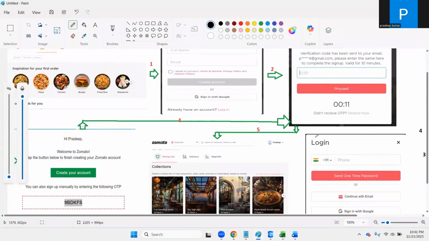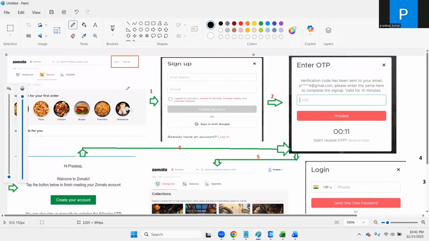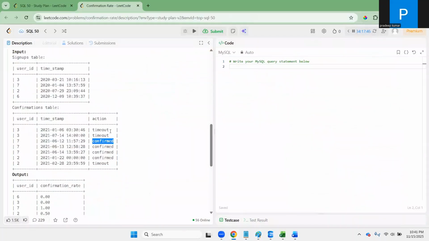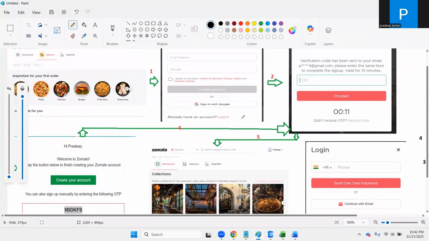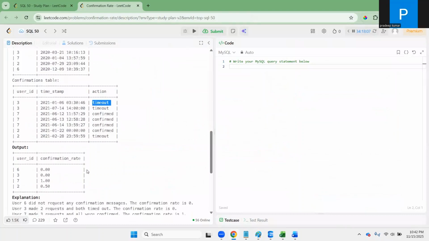Whether the person gets stuck somewhere in between, from here to here, it will be treated as a timeout, whatever the reason is, whether he entered a wrong OTP, or because of the timeout, the slowness of pace, or any other reason. So it is treated as a timeout. That is how the data is captured in the different tables. So this is about the table description.